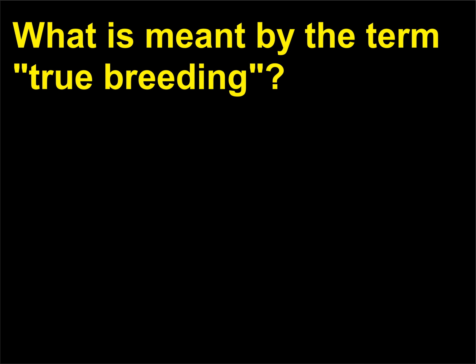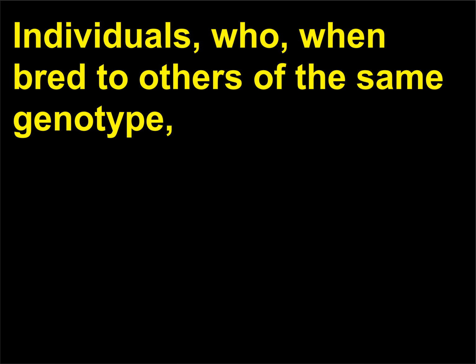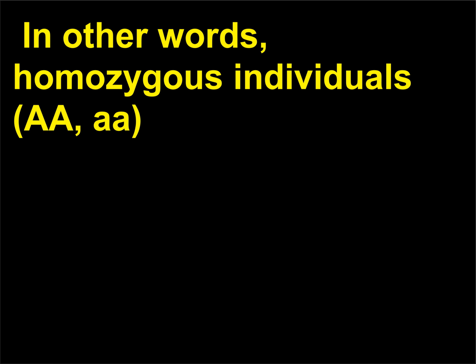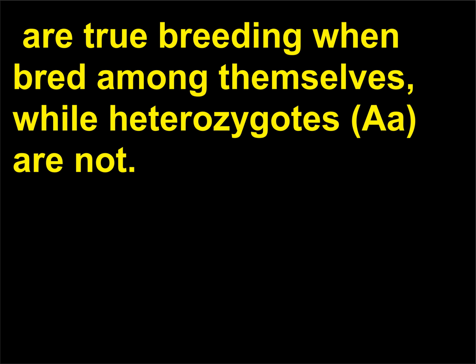What is meant by the term true breeding? Individuals who, when bred to others of the same genotype, produce only offspring of that genotype, are called true breeding. In other words, homozygous individuals, AA, are true breeding when bred among themselves, while heterozygotes, Aa, are not.